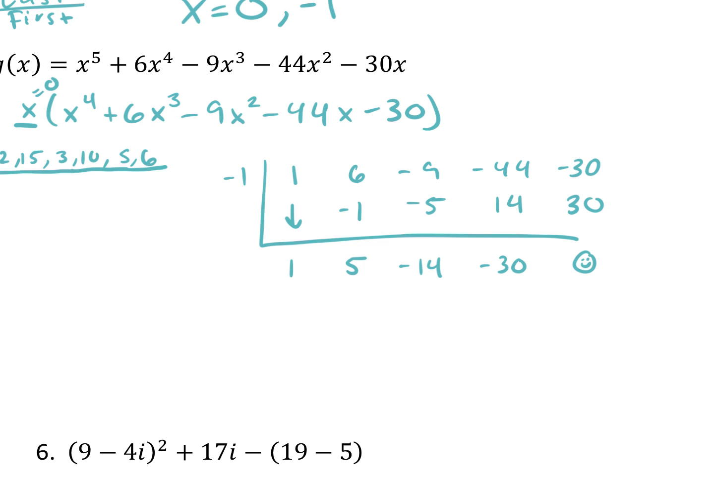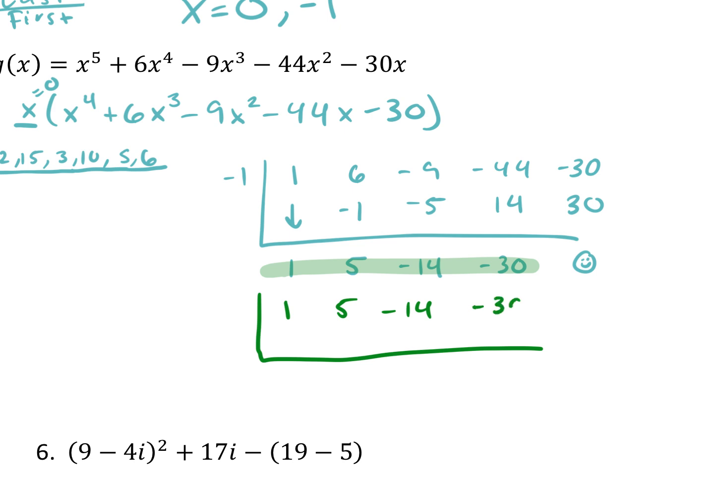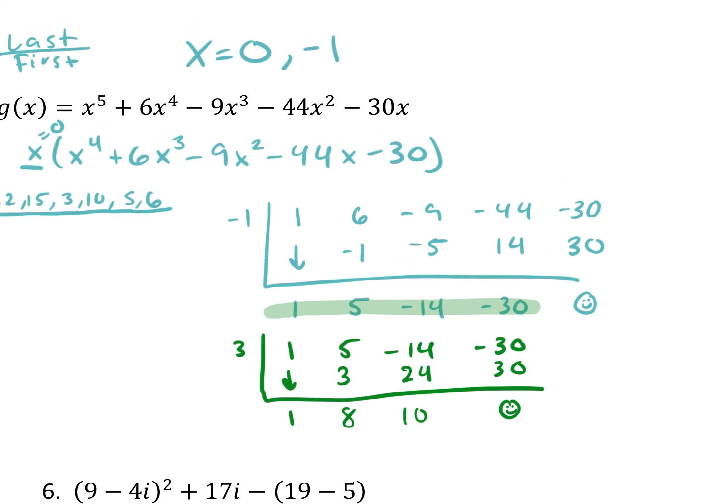We want to do it again. But now when we do it again, we're going to use these numbers because we want to keep making our polynomial smaller. So inside the box, I have 1, 5, negative 14, negative 30. Let's try 3. So we're going to drop down the 1, multiply, we get 3. Add, 8, multiply, this would be 24. Add, we get 10, multiply, 30. Add, we get 0. Does it work? Yep, let's add 3 to our list.